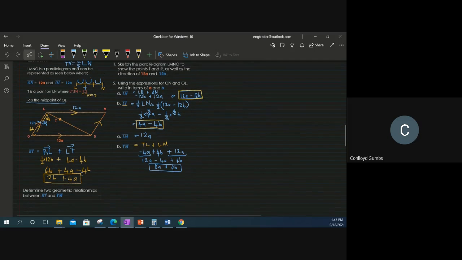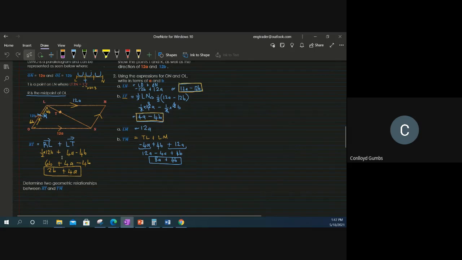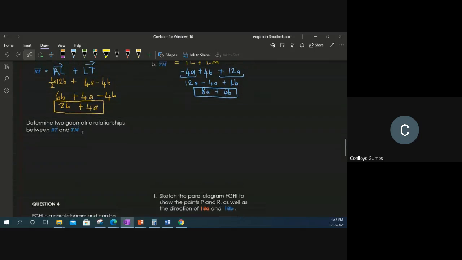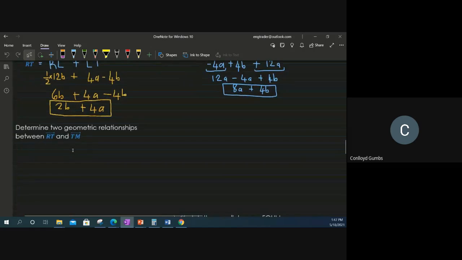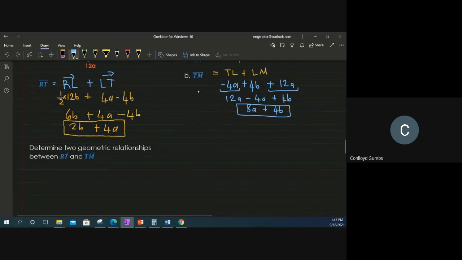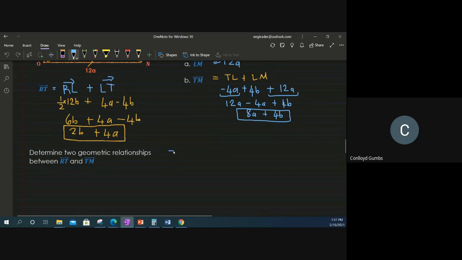So with RT and TM, we need to see if there are any geometric relationships between these two. We need to figure that out, so in order to do that, we need to compare the two of them. So we can compare RT and TM. If I'm writing RT over and TM over, I need to make sure that they align. So for instance, I have TM here. TM was equal to 8A plus 4B.